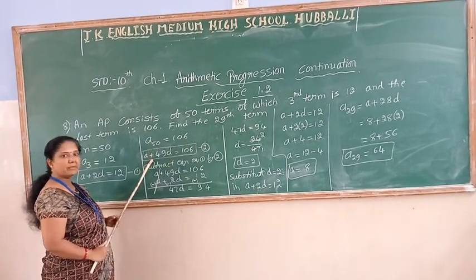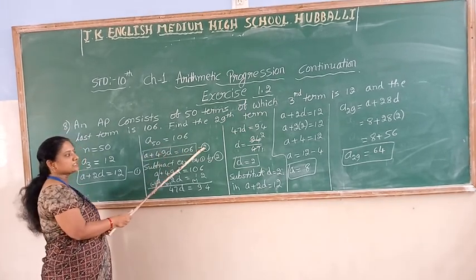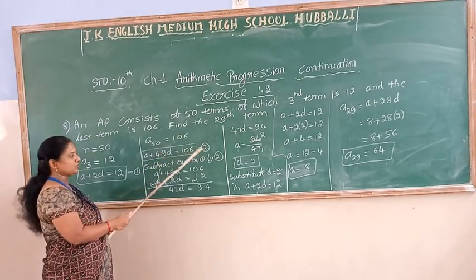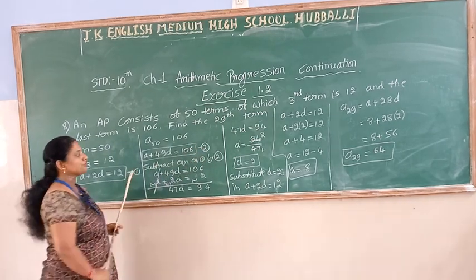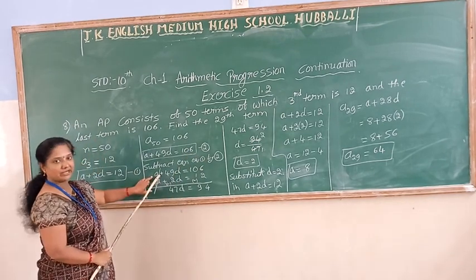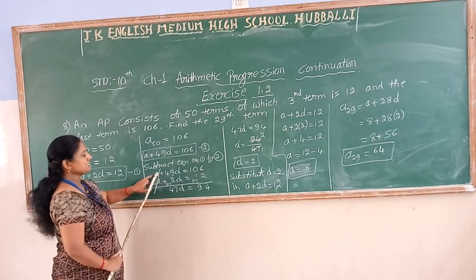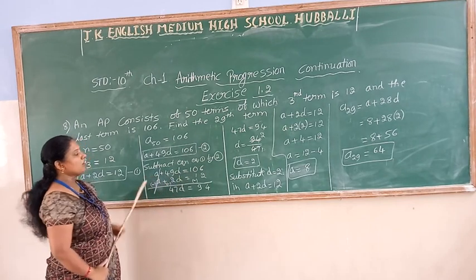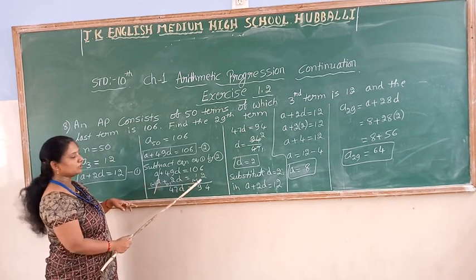Then in general form I can write it as a plus 49b is equal to 106. You call this equation number 2. Subtract equation number 1 from 2. If you subtract equation number 1 from 2, you have to write equation 2 first, that is a plus 49b is equal to 106, and equation number 1 means a plus 2b is equal to 12.